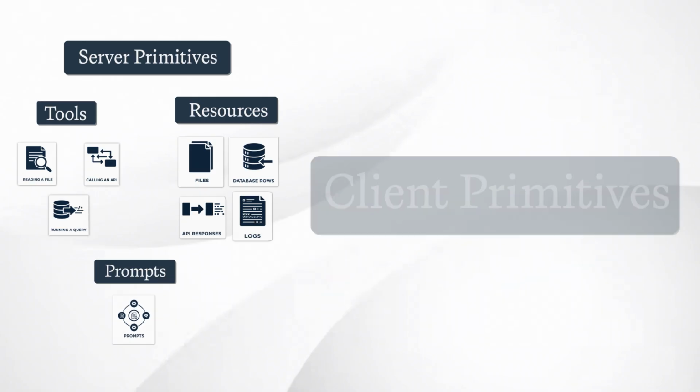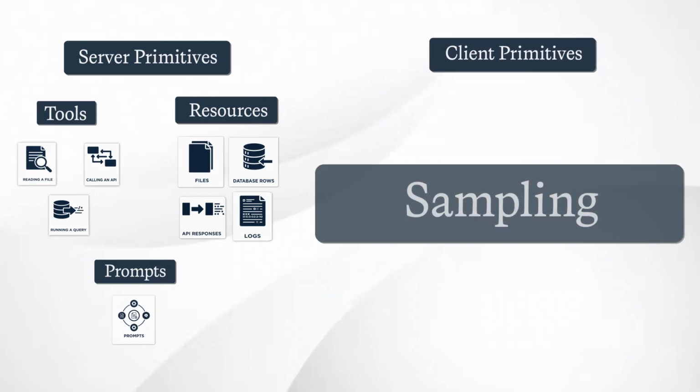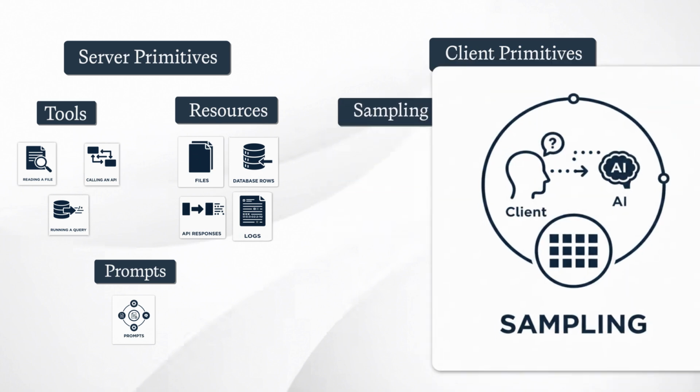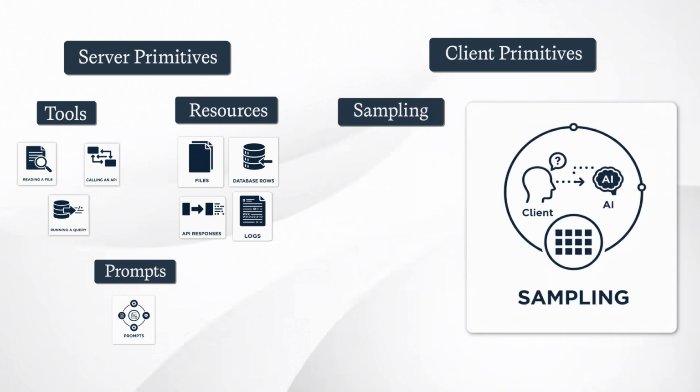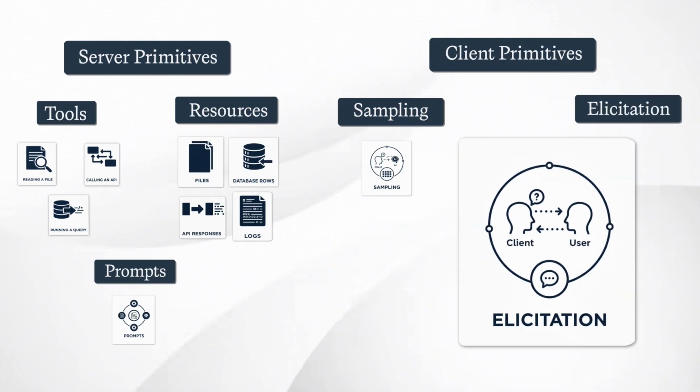Now, let's look at the client-side primitives. The first big capability is sampling. This just means the server can ask the client's AI model to generate something. So the server doesn't need its own model, it can just use the client's. The client can also help with elicitation. That's when the server needs the user's input or confirmation. For example, the server might say, hey, before I do this, can you ask the user? And the client makes that happen.